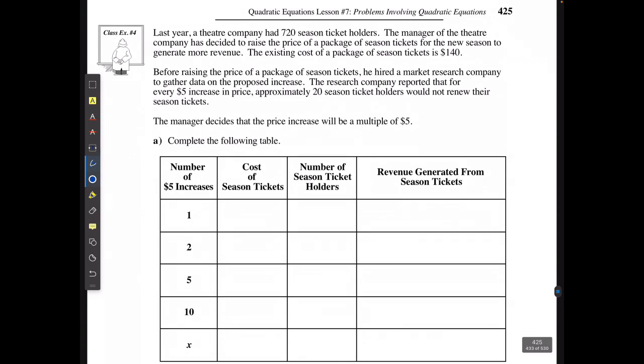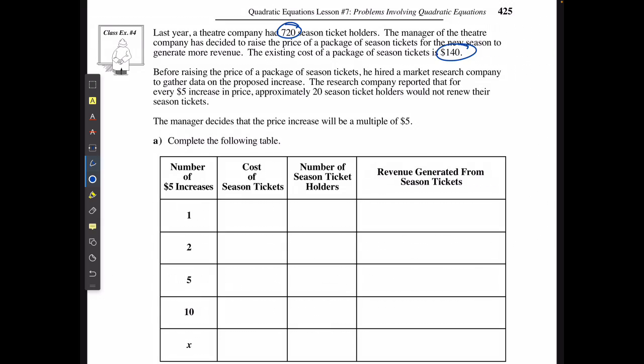For example 4, we have a revenue problem. It says last year a theater company had 720 season ticket holders. The manager at the theater company has decided to raise the price of a package of season tickets for the new season to generate more revenue.